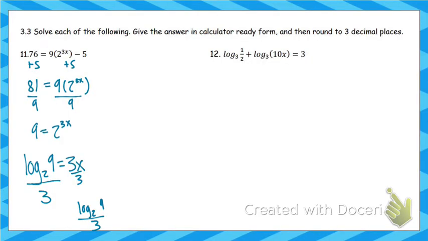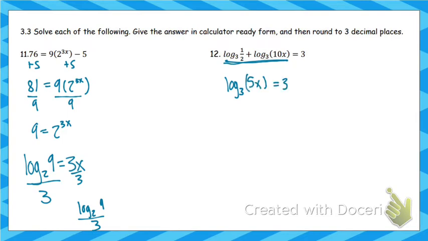All right, let's try the next one. So this is a log equation. So whenever you have log equations, you want to combine those two logs together using your properties. So the base doesn't change. If two logs are added, you can multiply the arguments. So 1/2 times 10 would be 5x.